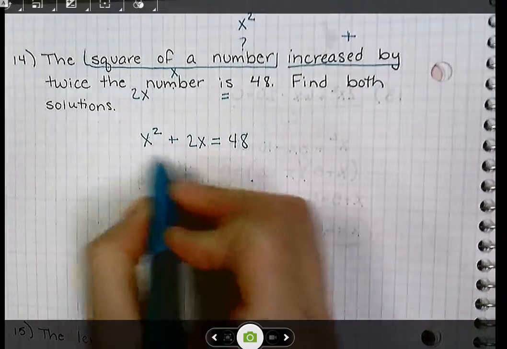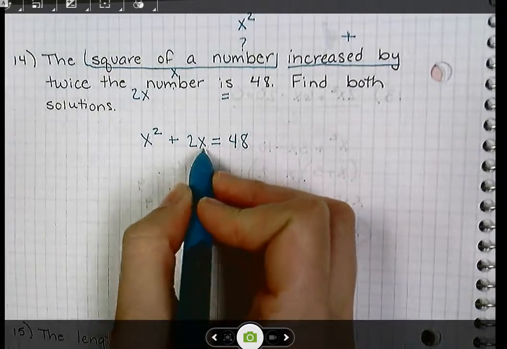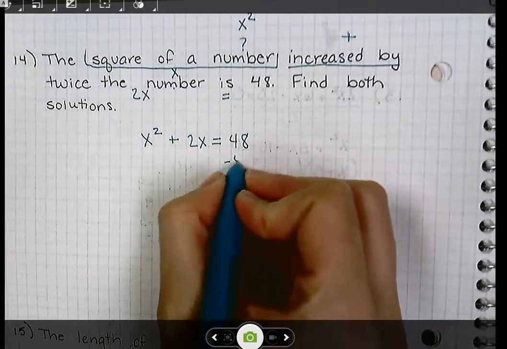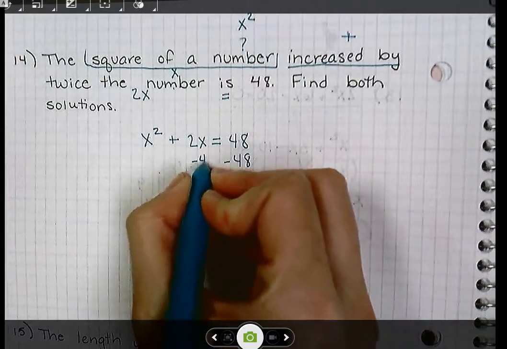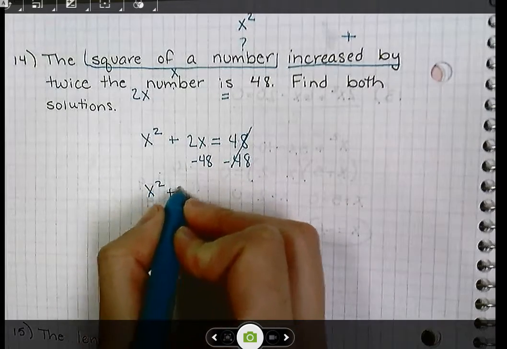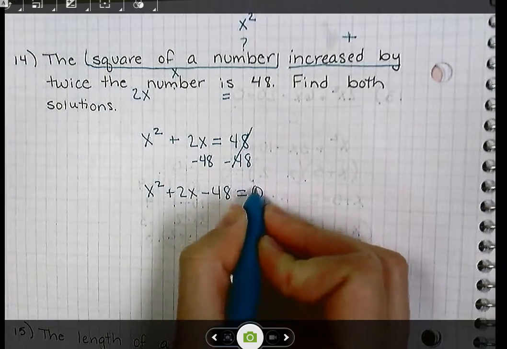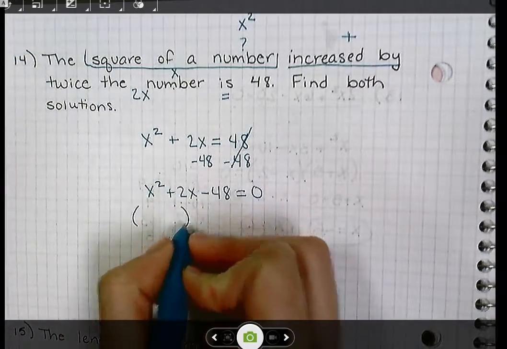But before we can start factoring, we need to get this 48 on the same side as the rest of the quadratic. So let's subtract 48 and put it over here on the left side. Then I have x squared plus 2x minus 48 equals 0. Now I can solve like I have been.